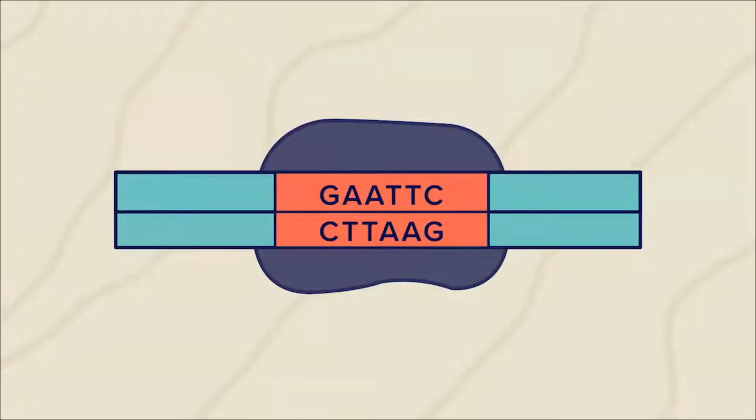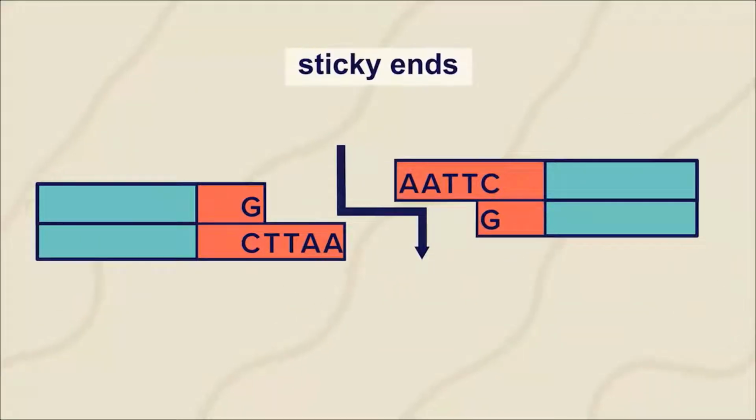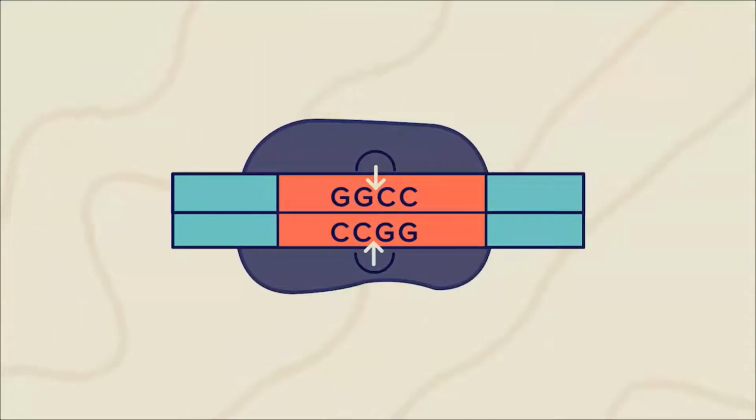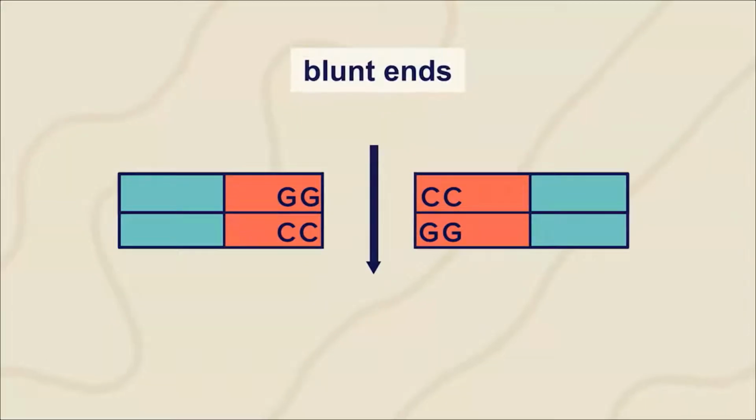Some restriction enzymes, like EcoR1 and BamH1, make cuts that leave jagged edges called sticky ends. Other restriction enzymes, like Hae3, make straight, clean cuts called blunt ends. Sticky ends are usually used to create recombinant DNA molecules.